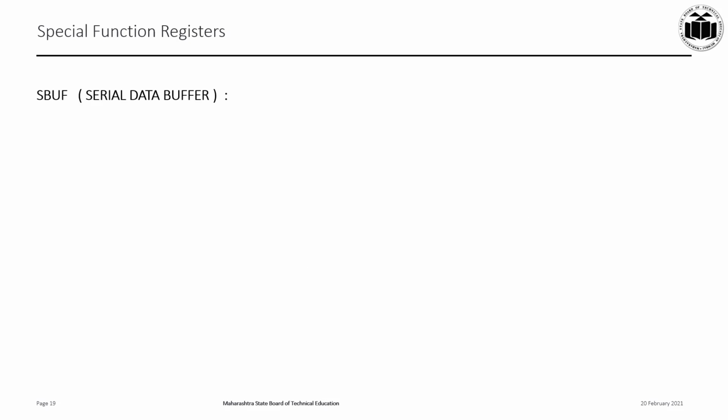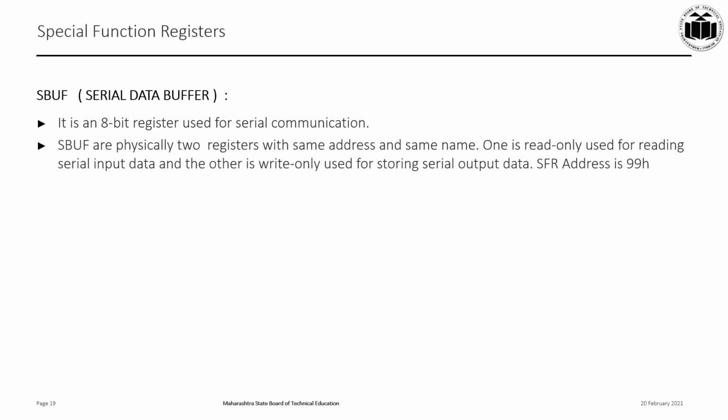SBUF, the serial data buffer. It is an 8-bit register used for serial communication. SBUF is physically 2 registers with the same address, which is 99 hex, and the same name. A byte of data to be transmitted via the TXD line must be placed in the SBUF register. Also, the SBUF holds the byte of data when it is received by the RXD line.